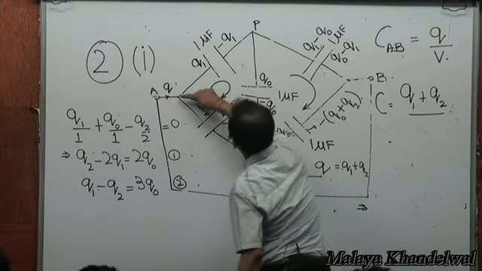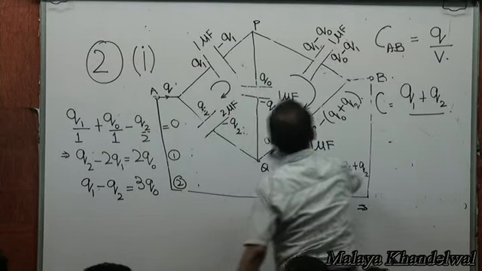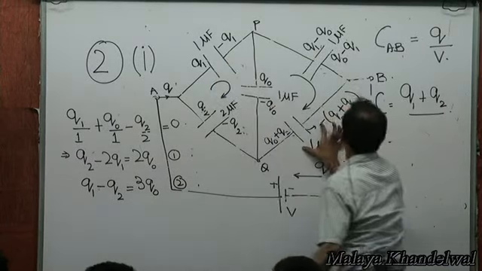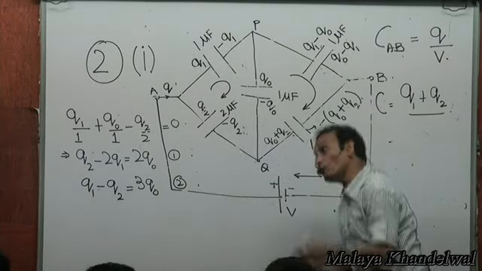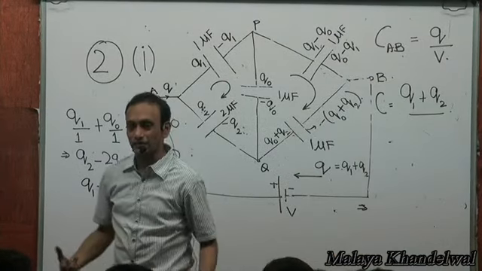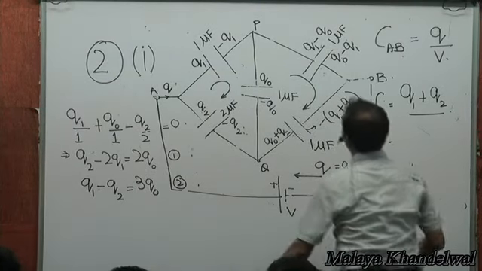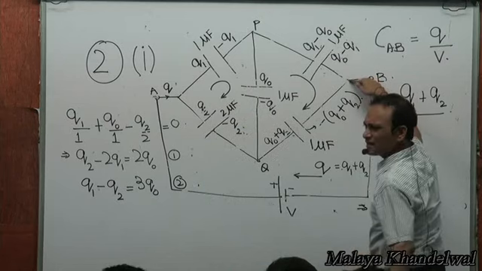Or I could have gone from A to B like this, which is going to be drop here, plus drop here, plus drop here. That's going to be V. It's going to be the same no matter what path I take. The drop is going to be the same. So then Q1 plus Q2 divided by drop. Might as well take this, right?